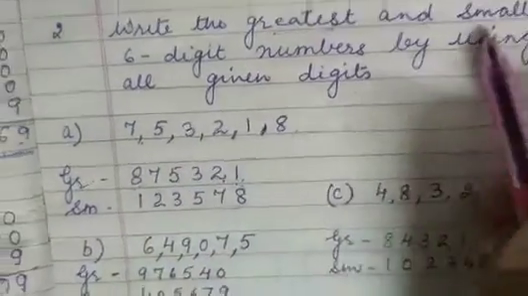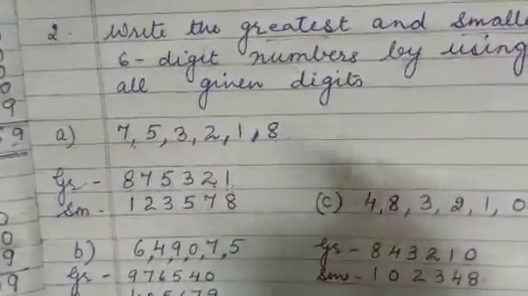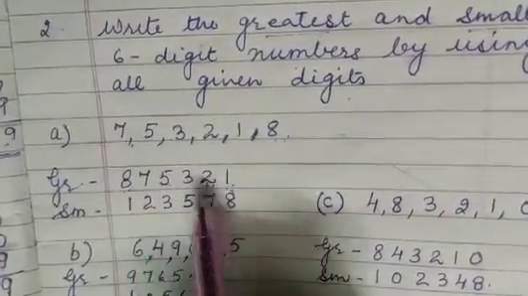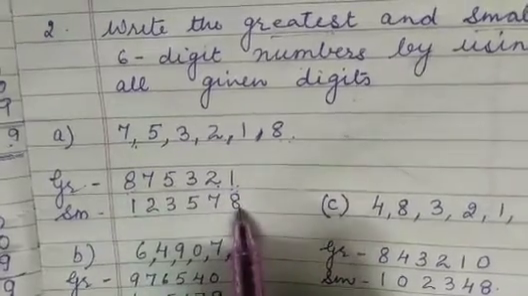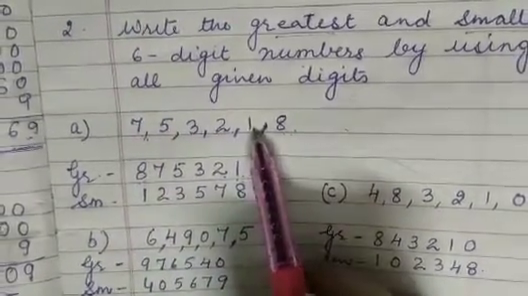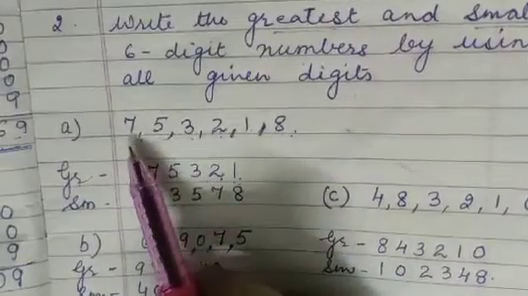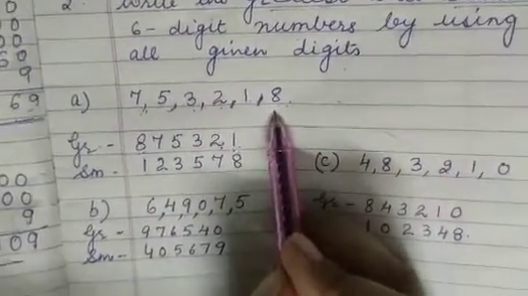Okay, so this is a number. Now we have to form the smallest number. The smallest number starts with the smallest digit. So 1, 2, 3, 5, 7, 8. The smallest digit is 1. Then we have 2. Then we have 3. Then we have 5. Then we have 7. And then last is 8. So this is the smallest.